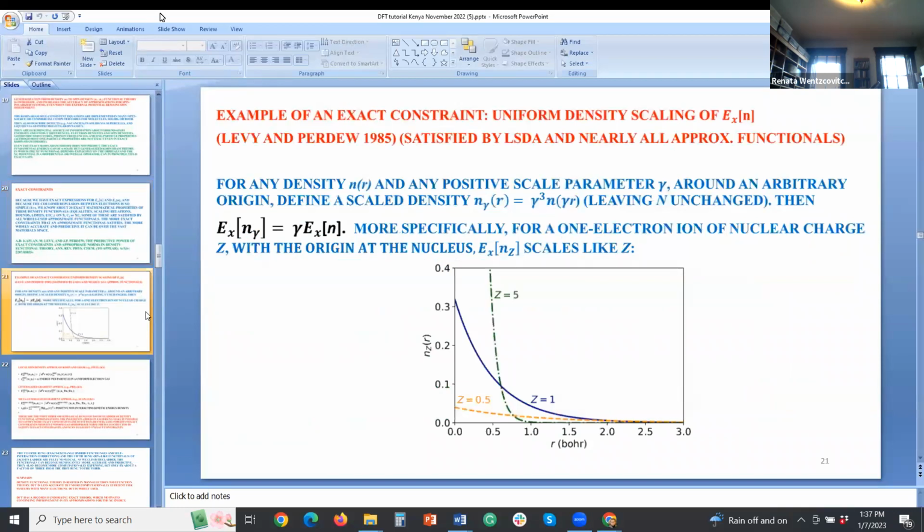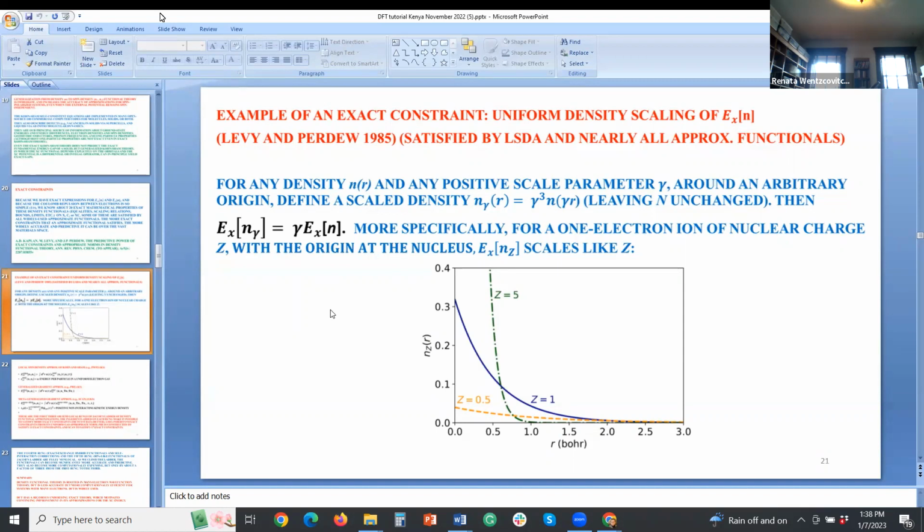I'm going to give you an example of an exact constraint. This is the uniform density scaling property of the exact density functional for the exchange energy. This property was derived by Levy and Perdew in 1985, and it's satisfied by the local spin density approximation and by nearly all approximate functionals that have ever been proposed. And there are hundreds of approximate functionals that have been proposed over the years. Some of them more empirical, some of them more non-empirical, but almost all of them satisfy this constraint by construction.